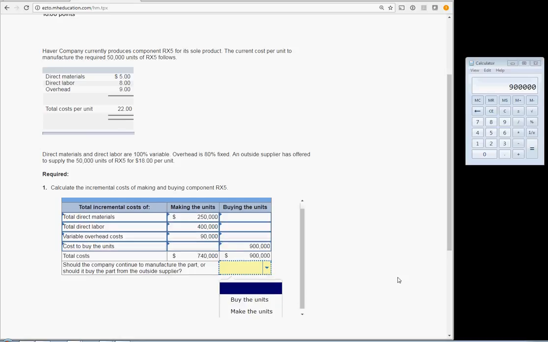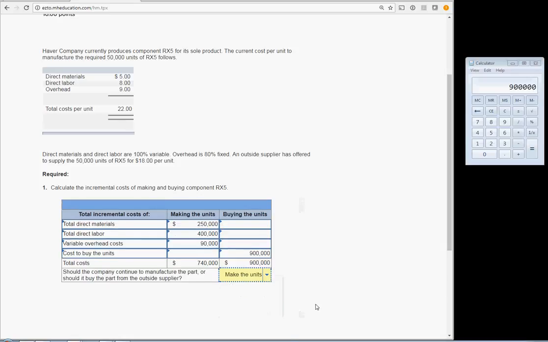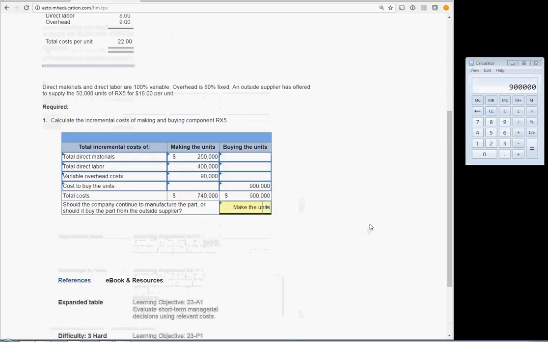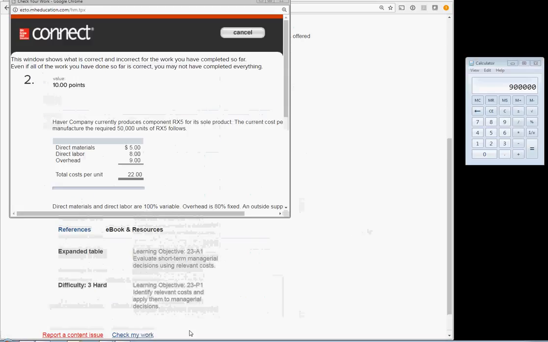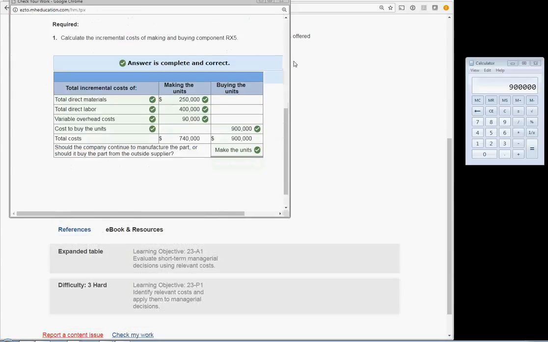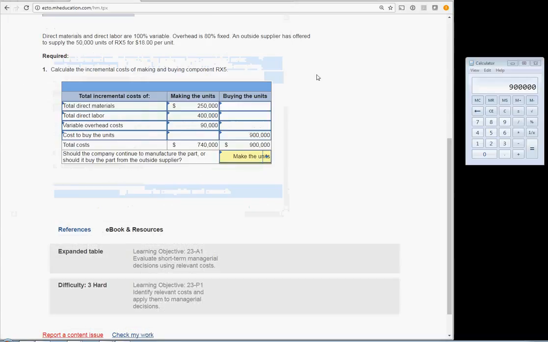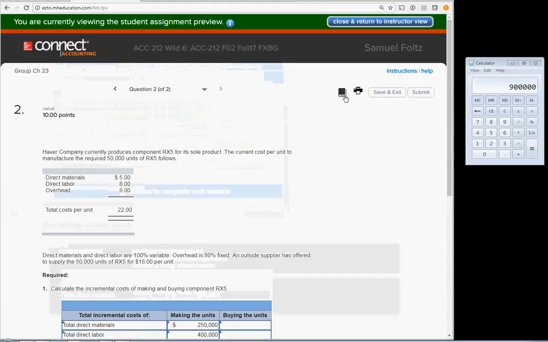What do you think we should do? I think we should keep making the units, without a doubt. Okay, 740,000 to make them, 900,000 to buy them. Let's hit check my work, see what it looks like. And it says that the answer is complete and correct, and that completes chapter 23 group.